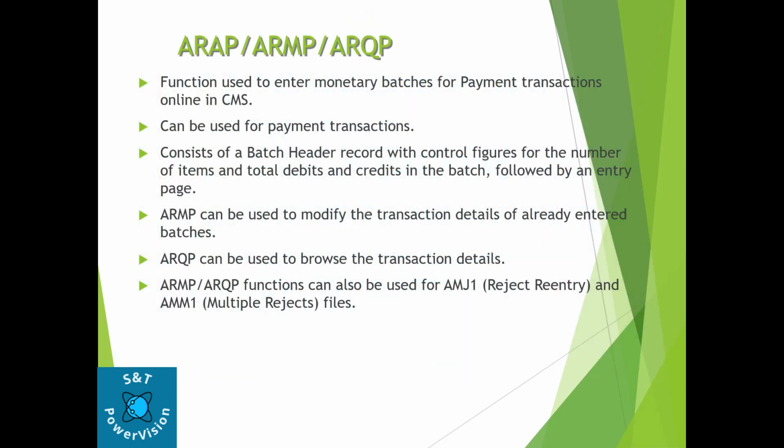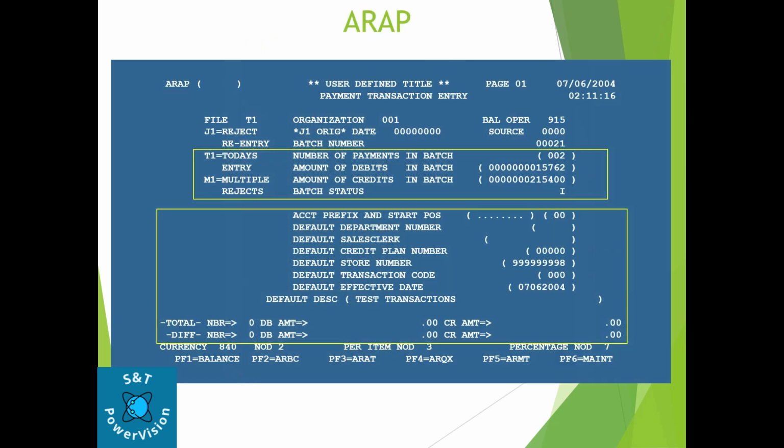Here, in the same way, suppose you want to give input for the payment transactions. For that we have the screens ARAP, ARMP and ARQP here. So we have to follow the same process here. The only difference is that we have to give input for the payment only, and we have to enter the payment transaction code. Apart from that, everything is the same.